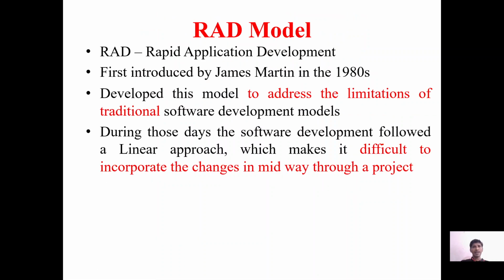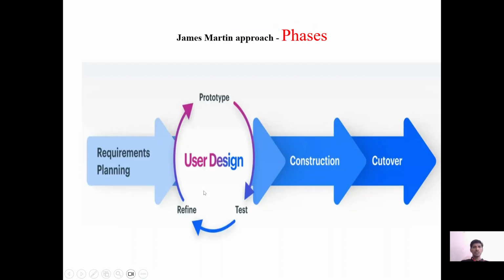Next comes the RAD model. RAD is nothing but rapid application development. It was introduced by James Martin in the 1980s. It was developed to address the limitations of traditional software models. This is the rapid development model using the James Martin approach. First the requirement will be gathered. Then you will have the user design phase.